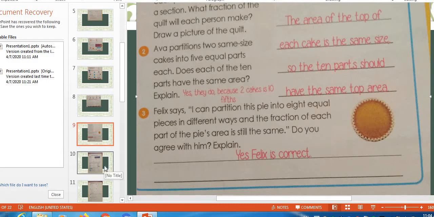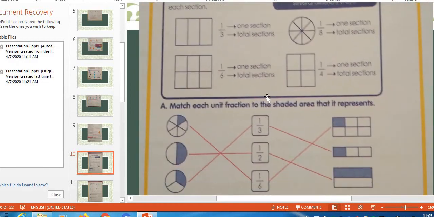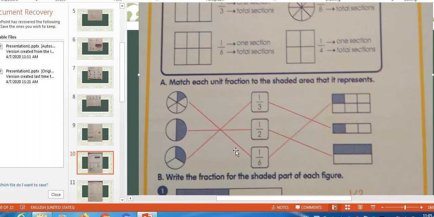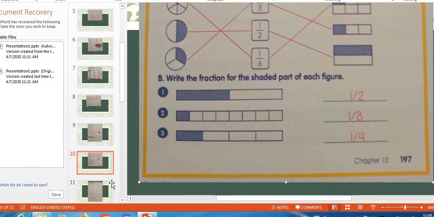Okay, moving to the practice book. The same here, the same explaining, and here to match, it's easy. And here also write the fraction for the shaded part of each figure. Here I have 1 shaded and the total 2, 1 over 2, half. 1 over 8, 1 over the total, including what? Including the shaded part, so it's an eighth. And here a quarter, fourth.